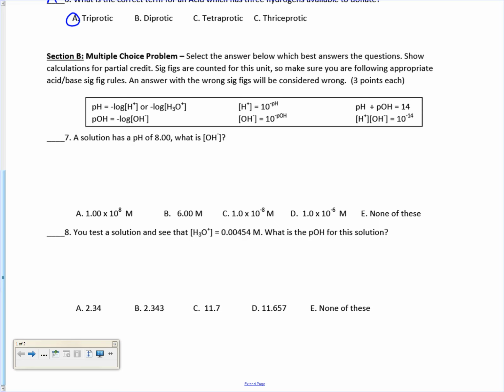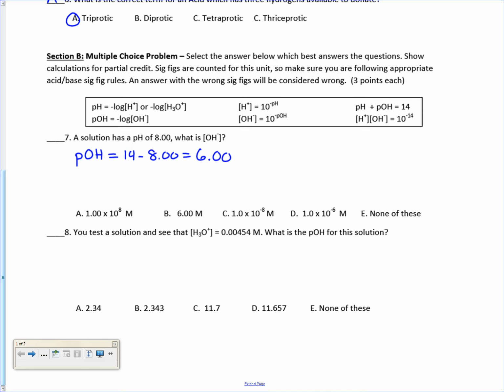So we take 14, pOH is going to equal 14 minus 8.00, which is going to end up giving you 6.00. That 14 that we have for pH plus pOH, we're going to consider that to be one of those infinitely many sig figs sort of deal. So 6.00 is what we get here for the pOH.